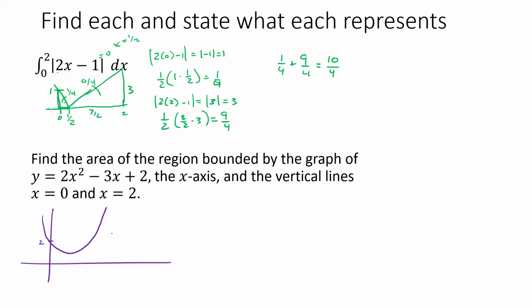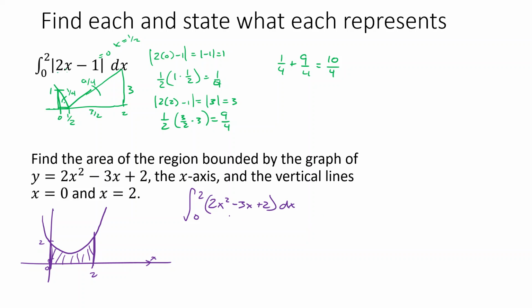I graphed it before class, so I know. And we're going from this curve to the x-axis, so this is our x-axis, we're going from x equals 0, which is this line right here, to x equals 2, maybe there. So we want to know what's this area in here. That area is represented by the integral from 0 to 2 of just that function, 2x squared minus 3x plus 2 dx.